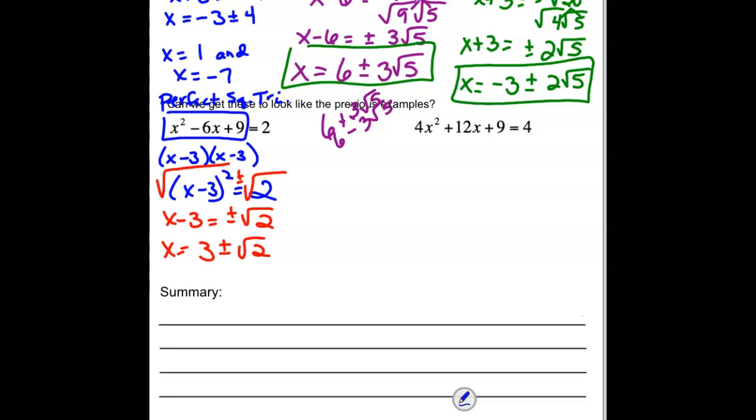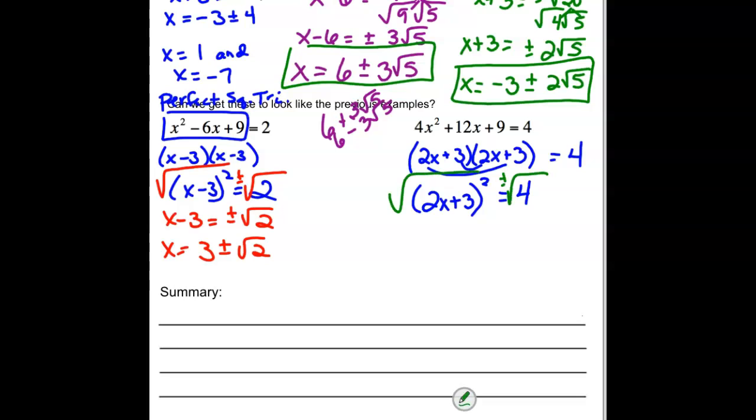Our next one, 4x squared plus 12x plus 9. Again, it's a perfect square trinomial. The 4x squared we can split into 2x and 2x. The 9 we can break into 3 and 3. And if we check insides and outsides, we'll add up to the 12x that we need in the middle. So we really have 2x plus 3 squared, since we have two identical factors. And now we can square root both sides. So we end up with 2x plus 3 equaling plus minus 2.